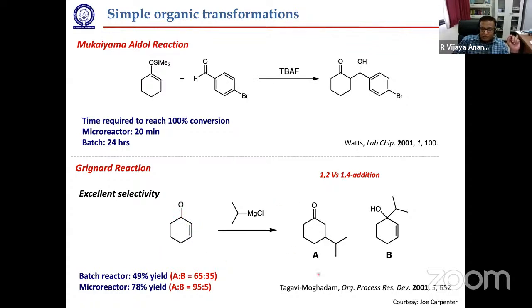And you see here, in this particular reaction, actually the 1,4 product is the major product and 1,2 is the minor product. In the batch reactor it is only 49% yield, and the ratio of A and B is 65:35. In microreaction technology, the yield improved to 78%. Not only yield, you can see the selectivity. The selectivity is very high, 95:5. So it's a very important thing to be considered.